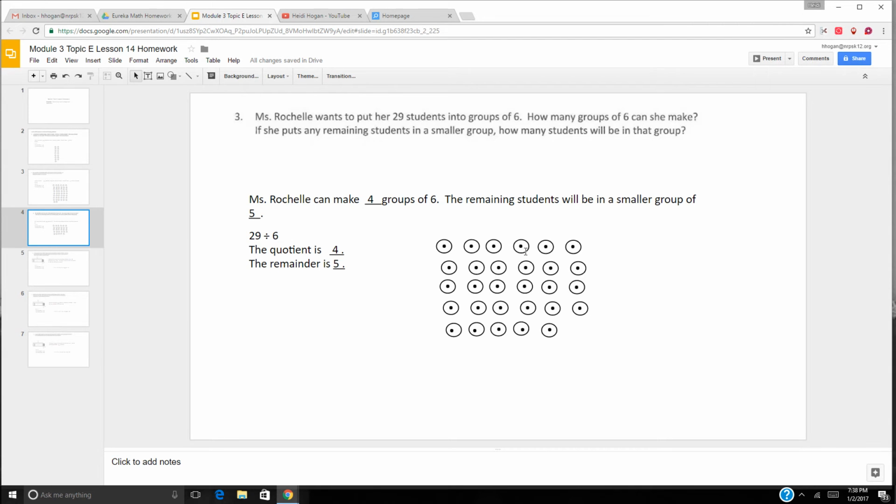1, 2, 3, 4, 5, 6. So 6, 12, 18, 24, 25, 26, 27, 28, 29. So 1, 2, 3, 4. So there are 4 groups of 6 because 6 times 4 is 24. So she can have 4 groups of 6, and then there's 1, 2, 3, 4, 5 students left over, and that will be a smaller group.